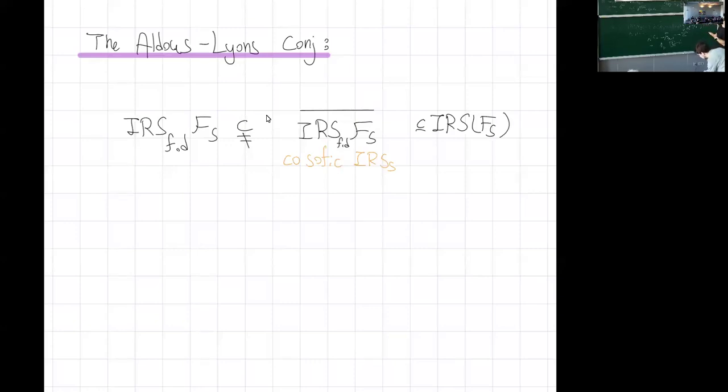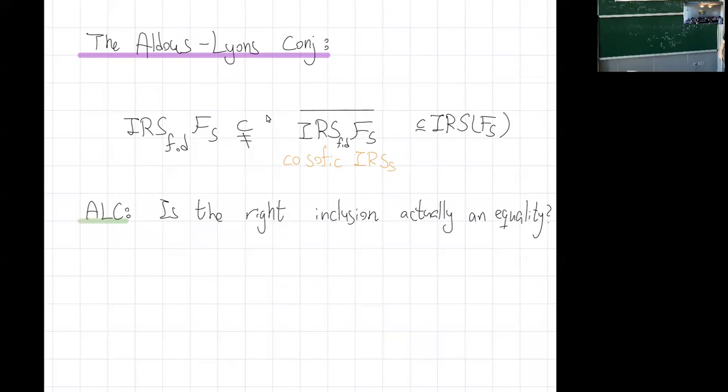Okay, great. So we have this picture. We have the closure of all the finitely described IRSs, which we just call the cosophic IRSs. And we have all IRSs. And Aldous and Lyons asked, is this an equal sign? That's the question. And I'll say three things about this question in a moment, but our answer is no.